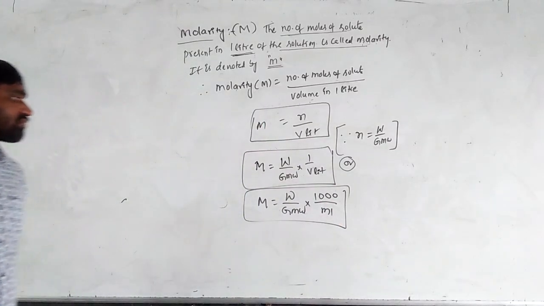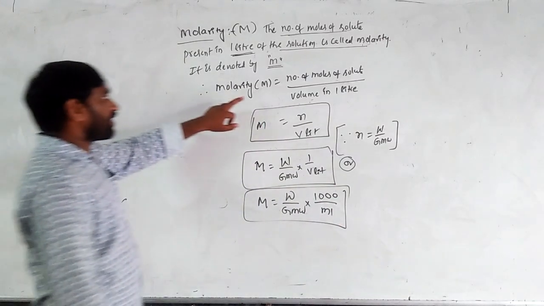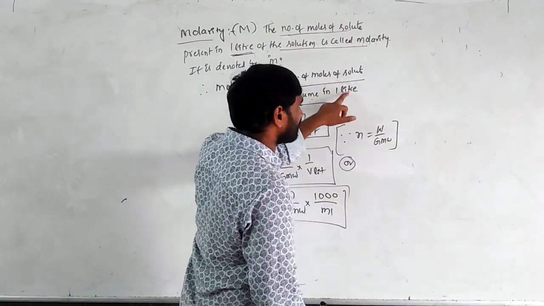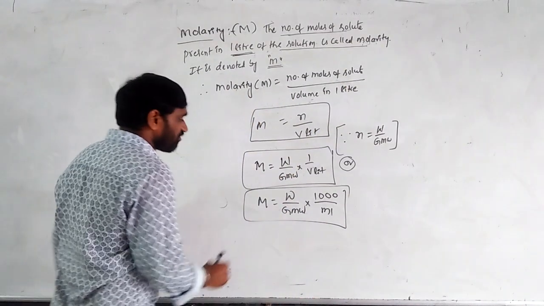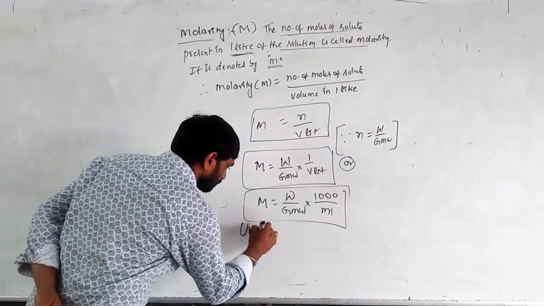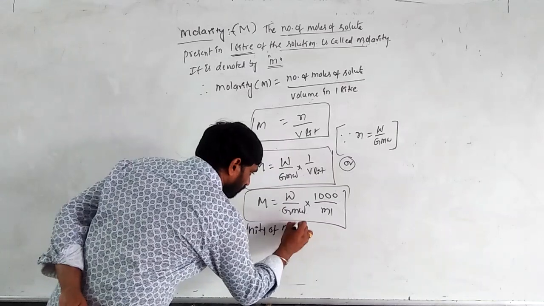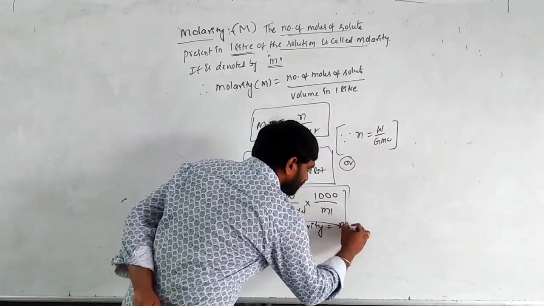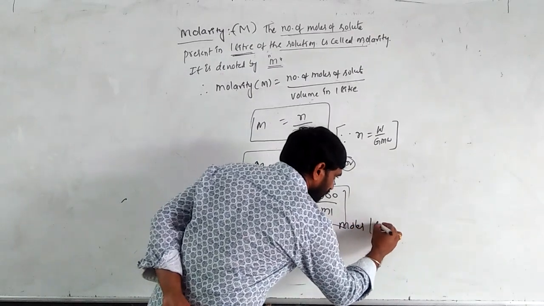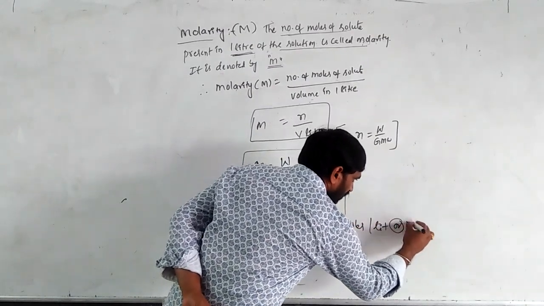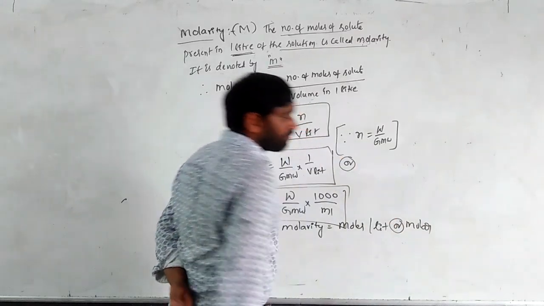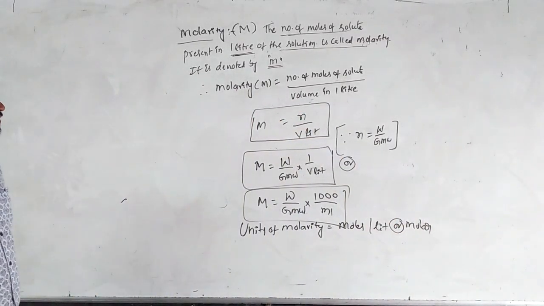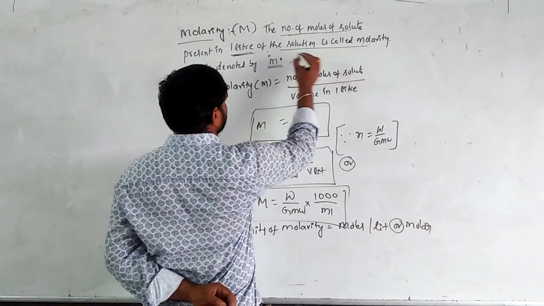What are the units of molarity, students? Molarity means number of moles per volume in liters. So units of molarity equal moles per liter or molar. It depends on temperature.